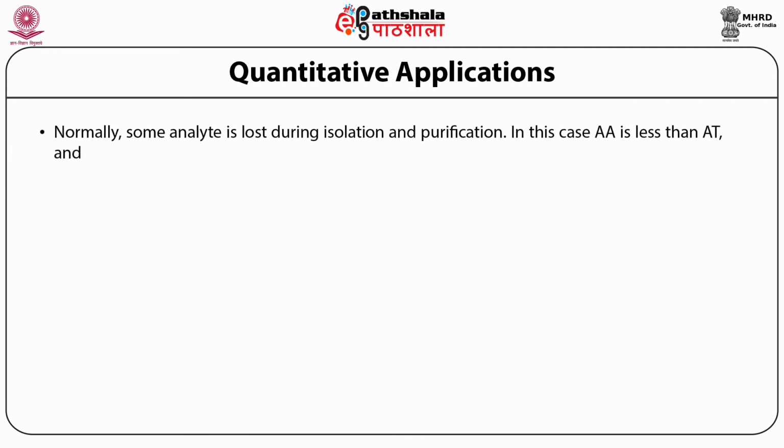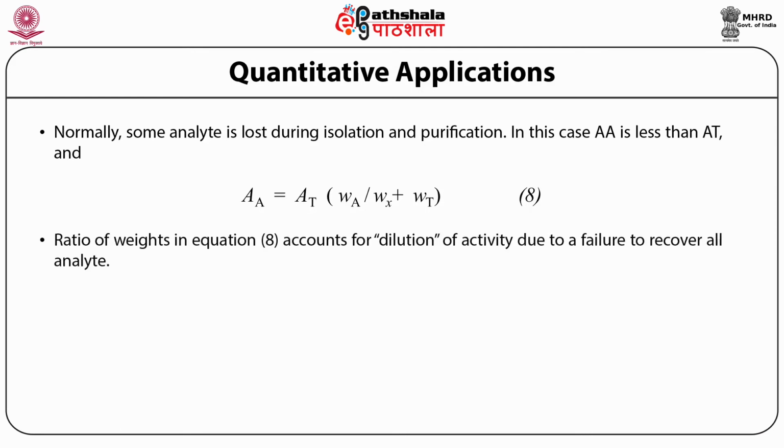Normally, some of the analyte is lost during isolation and purification. In this case, AA is less than AT, and AA, as shown in equation 8, is equal to AT times WA over (WX plus WT). The ratio of weights in equation 8 accounts for the dilution of the activity due to a failure to recover all the analyte. Solving equation 8 for WX takes the form shown in equation 9.